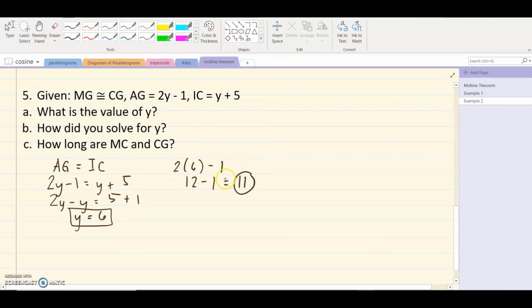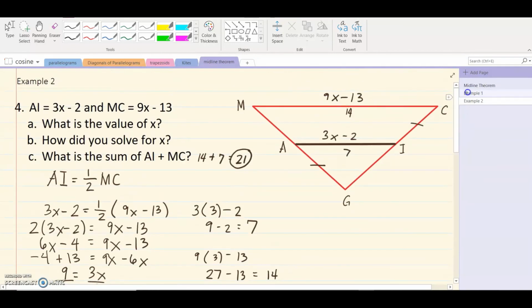So how long is MC and AG or CG? Since that's 11, so the answer is 11. So 11 times 2 equals 22 for this side only. So if this is 11, this is also 11. So this side is already 22 for side MG. So obviously CG is also 22.